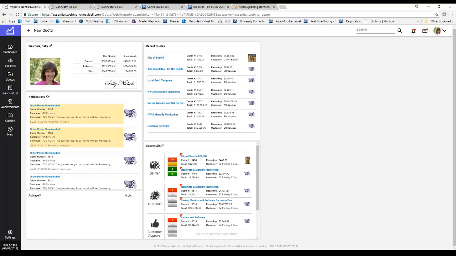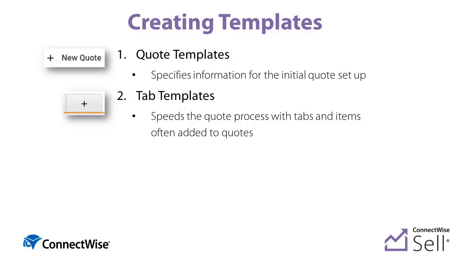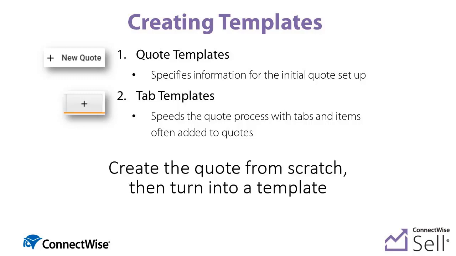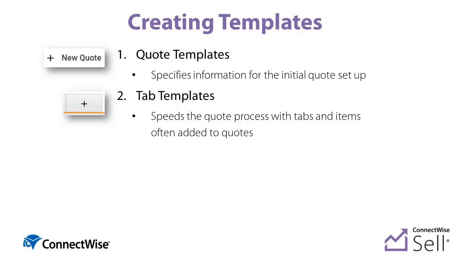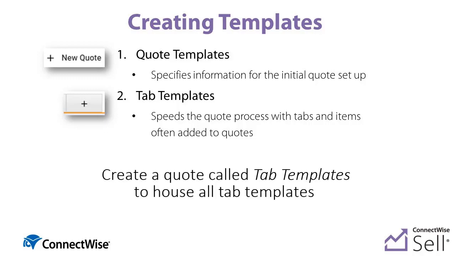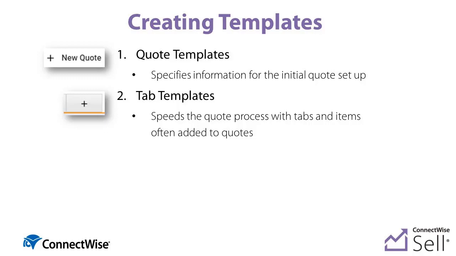And so just a quick little review. So we learned how to create new templates for users to choose from when starting a new quote. Again, the best practice workflow for that is to create the quote from scratch and then turn it into a template. We also learned how to create tab templates to choose when users are in their actual quote by hitting the plus sign at the end of the tab list. Best practice workflow for that is to create a quote called tab templates, and you can house all of your tab templates there. So easier maintenance if all of your tab templates are living on one single quote.